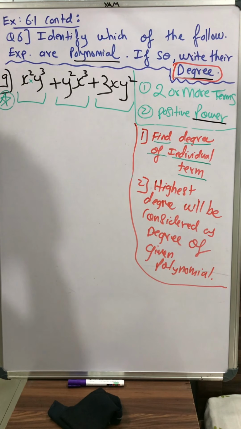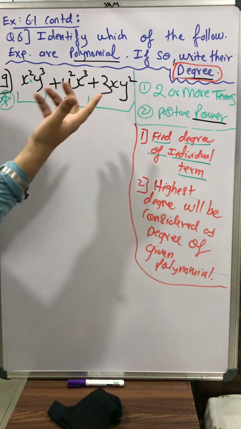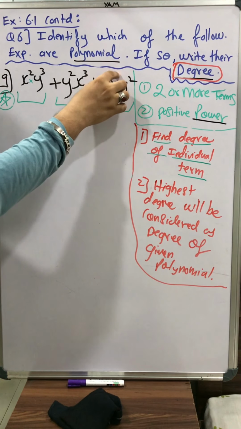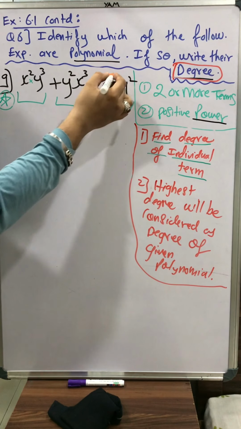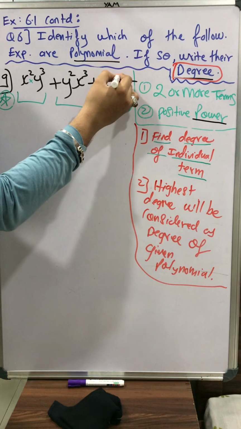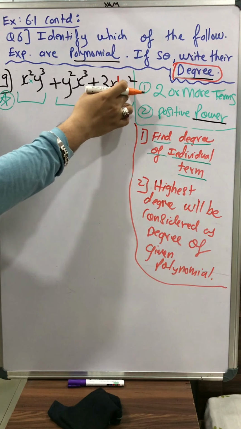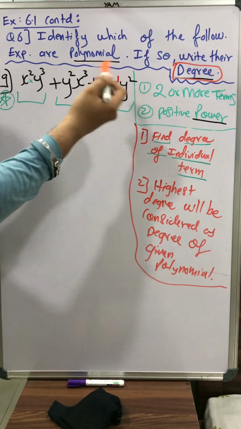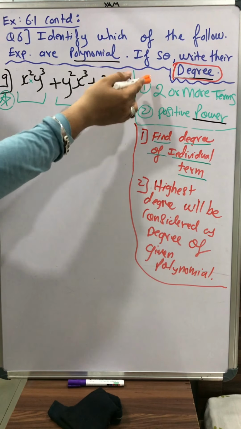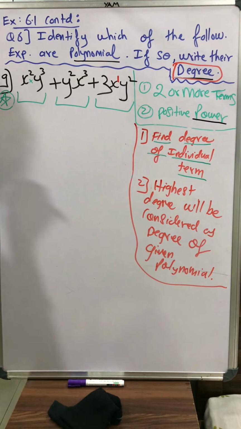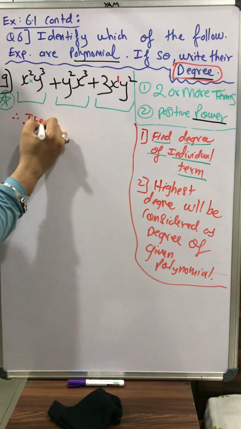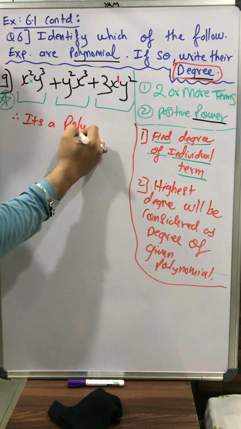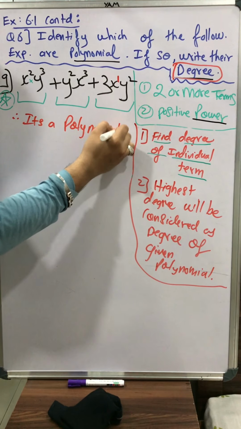3 is a number. We always see the power for the variables, alphabets. X. There is nothing written over x. When there is nothing written, there is always 1. So it's 1. And y, it's written 2. Can I say 2, 3, 2, 3, 1, 2, all are the powers and all are positive. So both the conditions are satisfied. Therefore, it's a polynomial.